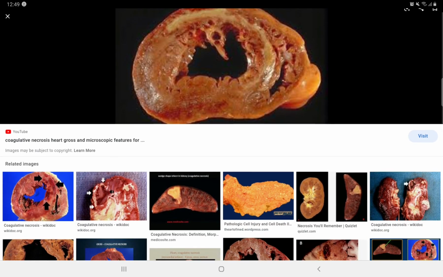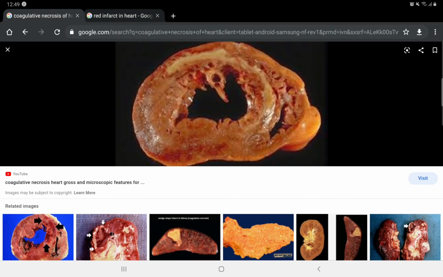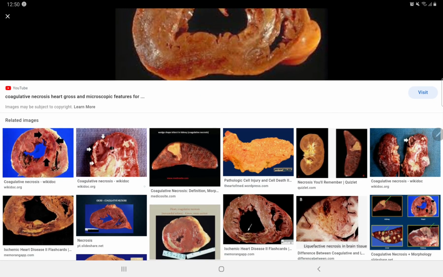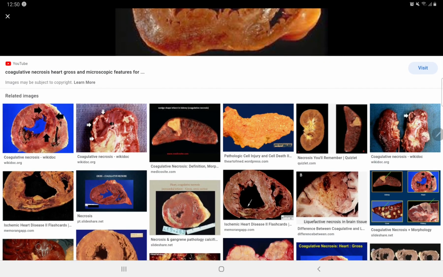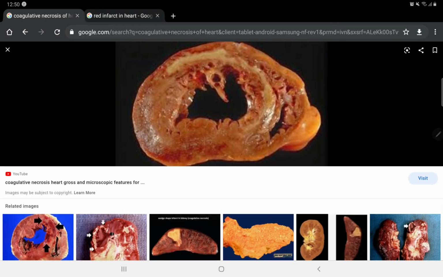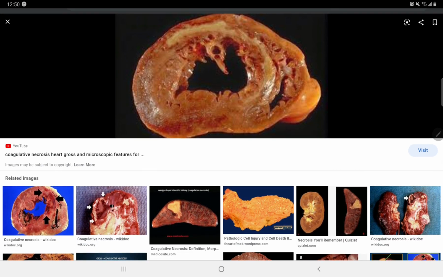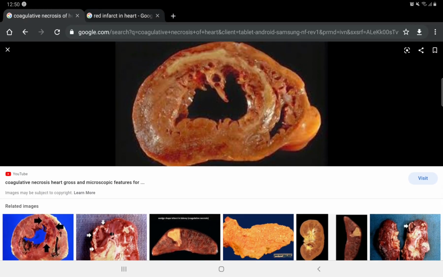Here you can see coagulative necrosis, a very good example. This is the heart. You can see in this area that there was a coagulative necrosis. Similarly, you can see in the other photos also that there was a coagulative necrosis. The examples I am showing are examples of a white infarct, and it shows that the heart is supplied by an artery, causing a white infarct.